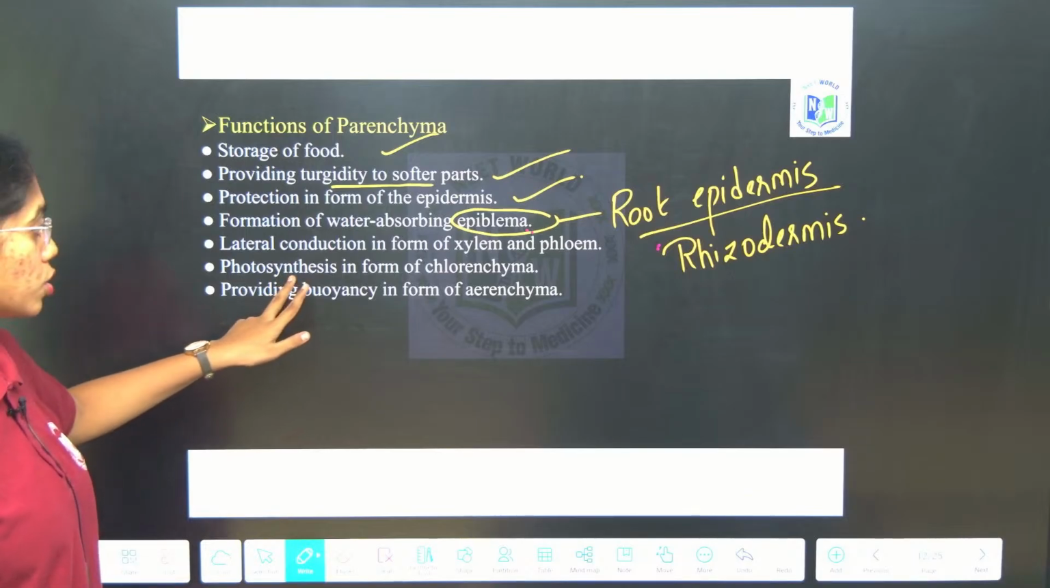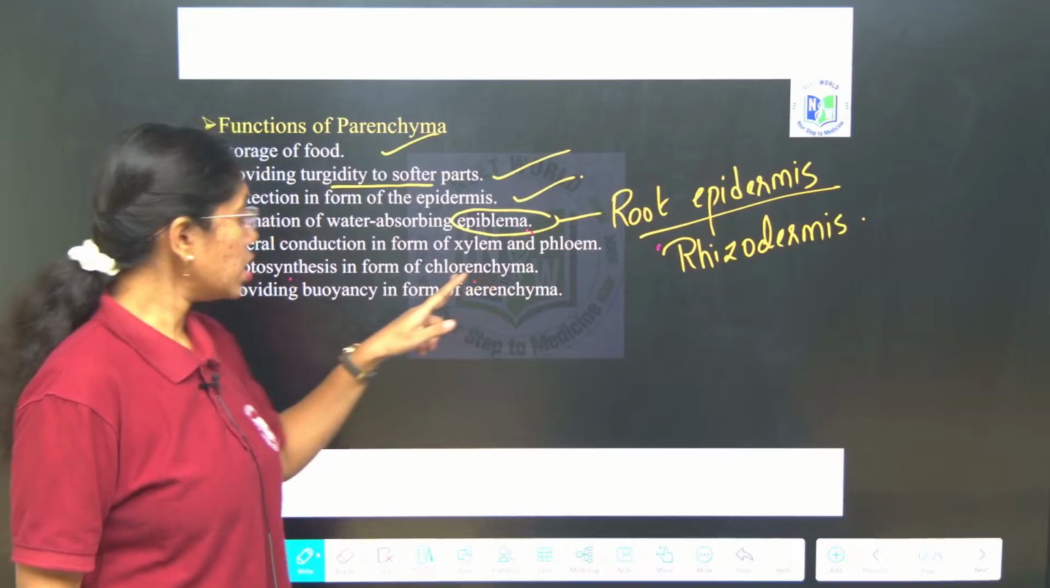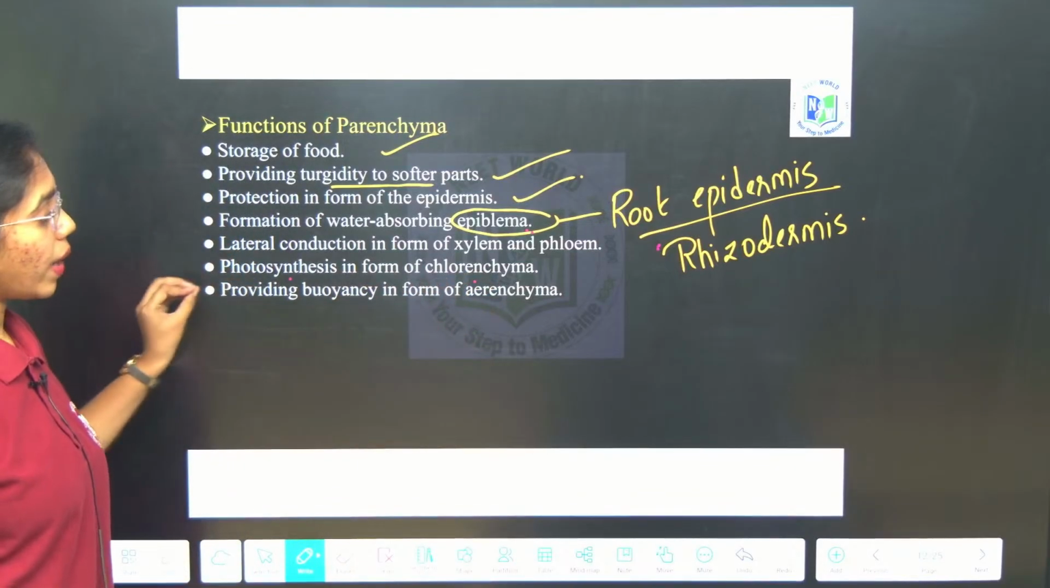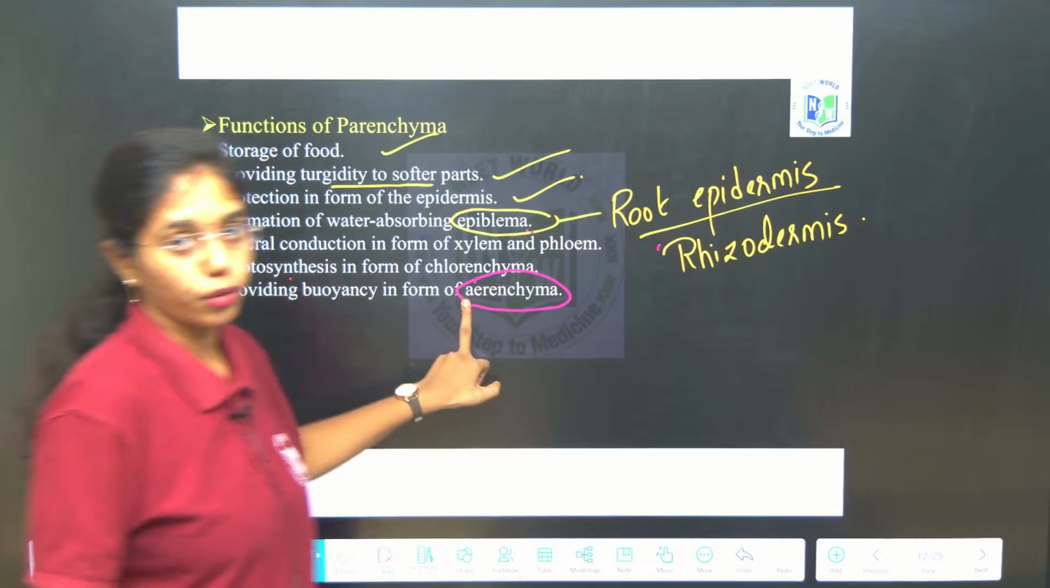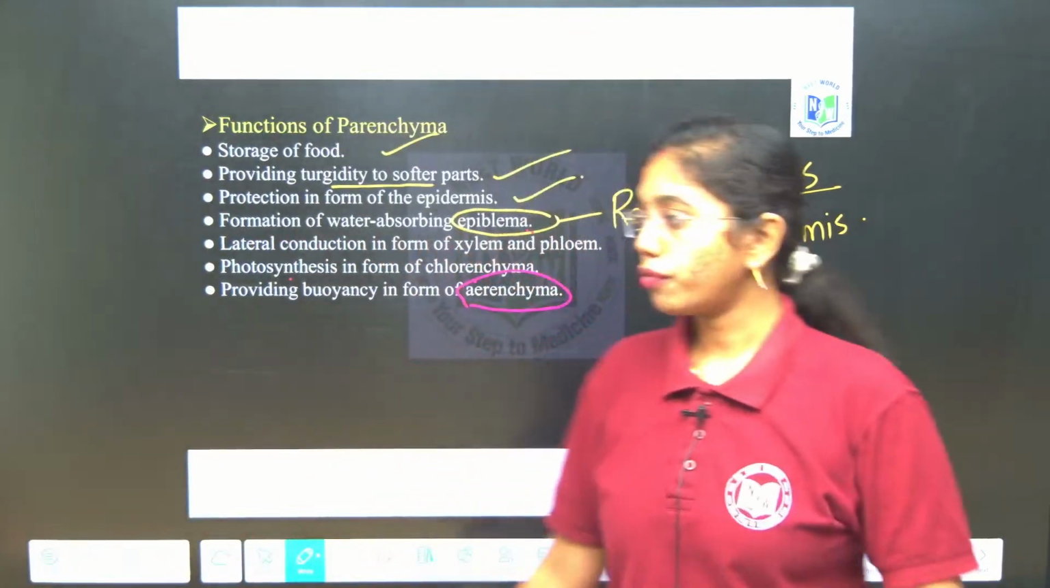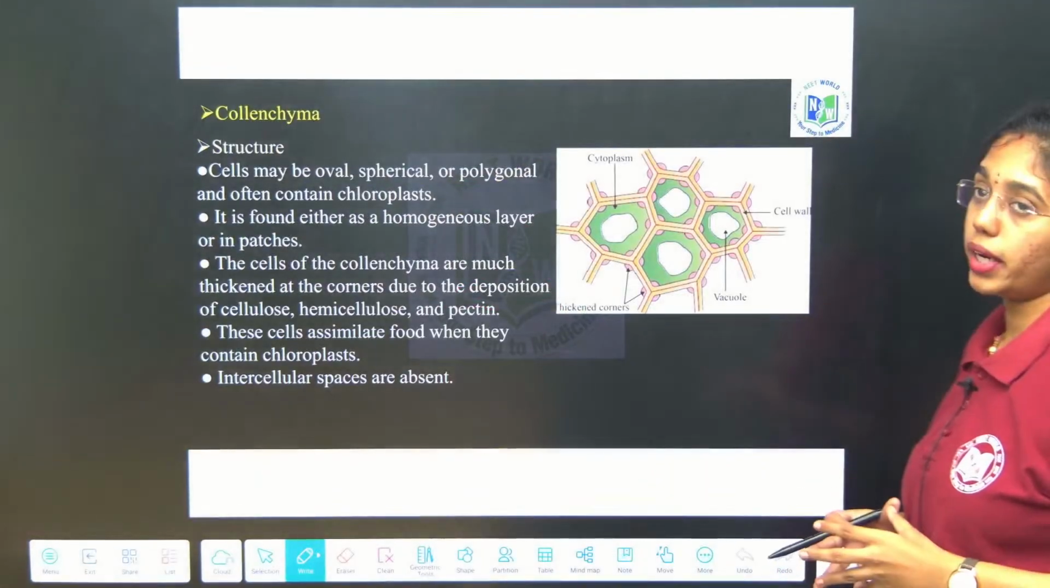Photosynthesis function, that is chlorenchyma. Just now we have seen, for example, palisade parenchyma and spongy parenchyma, and providing buoyancy in the form of aerenchyma in most of the hydrophytes. These are the functions of parenchymatous tissue. Next we will see collenchyma.